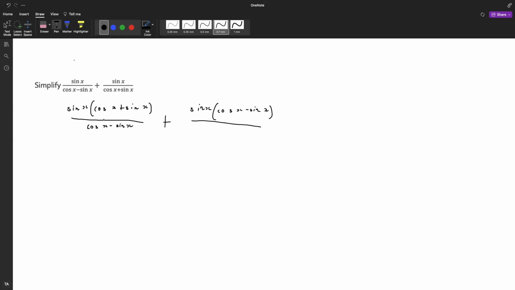Sorry, I forgot to add that in the denominator as well here. Cos x minus sine x and cos x plus sine x. Okay, and then over here we have, again, same thing, same denominator, that's the aim. Cos x minus sine x and cos x plus sine x. So obviously now that we have the same denominator, now we can add these fractions together.